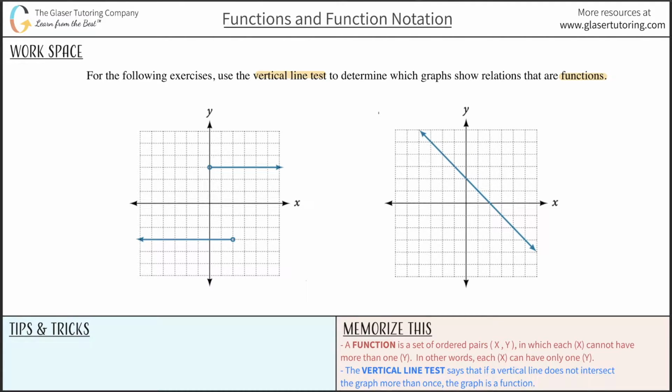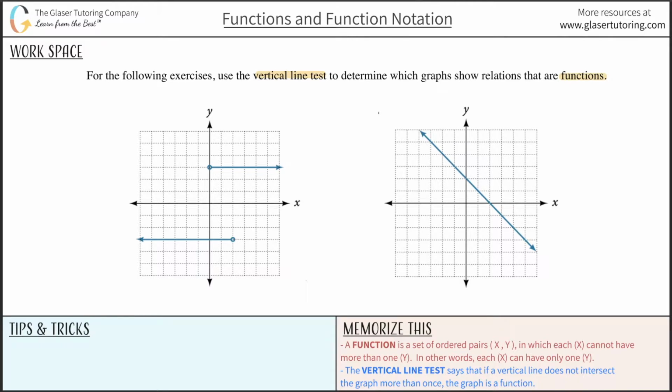And it says that if a vertical line that's totally randomly drawn by yourself does not intersect the graph more than once, meaning it intersects it once or less, the graph is indeed a function. Now that's anywhere along the graph. All right, so let's take a look at this example.